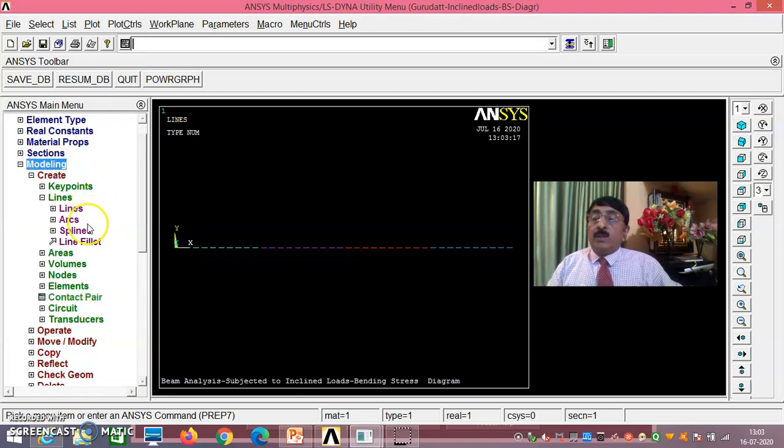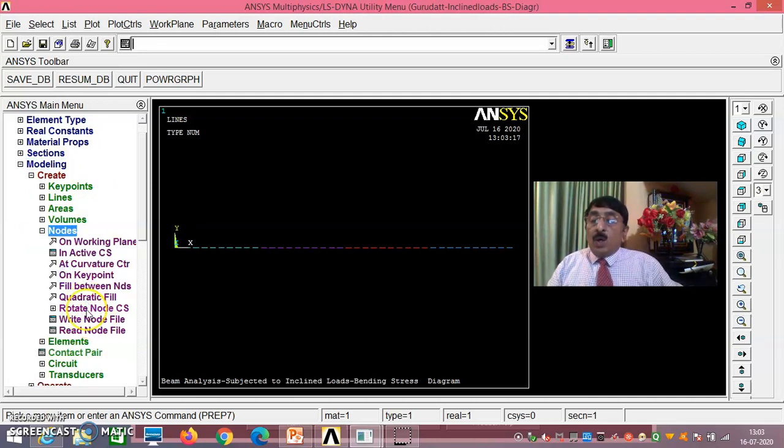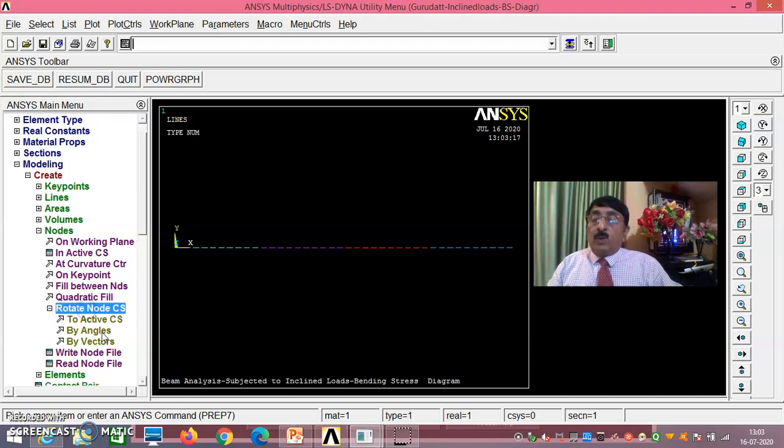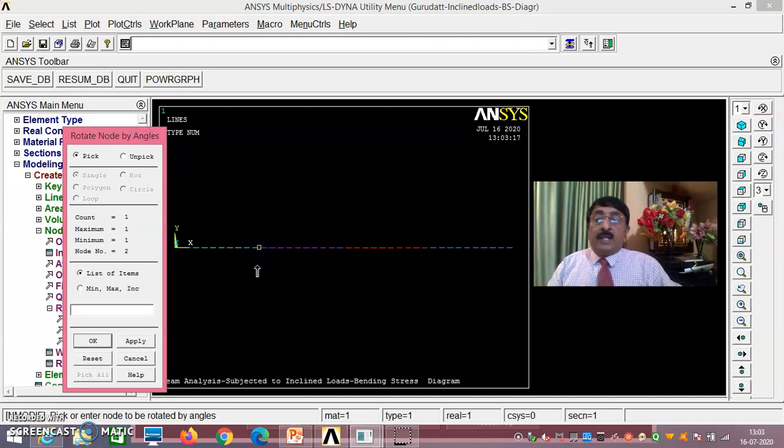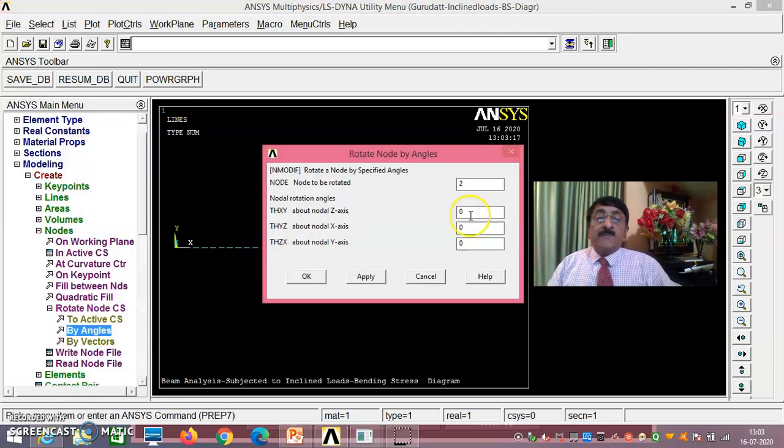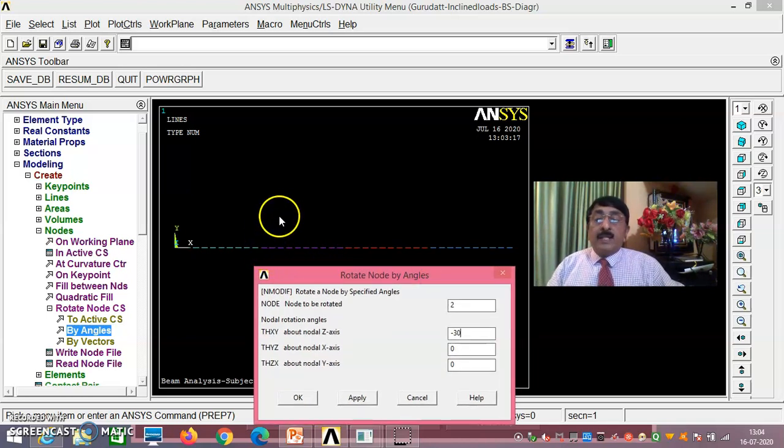under modeling, okay, nodes, rotate nodes by angles is there. Okay, see here, at this point you click, say okay, this has to be rotated by minus 30. That means there is a load here at 60 from vertical. This way is positive, this way is negative. From vertical, minus 30 means here it will be 60. The load will be at an angle of 60 degrees to the axis of the beam. Okay, minus 30 you do.